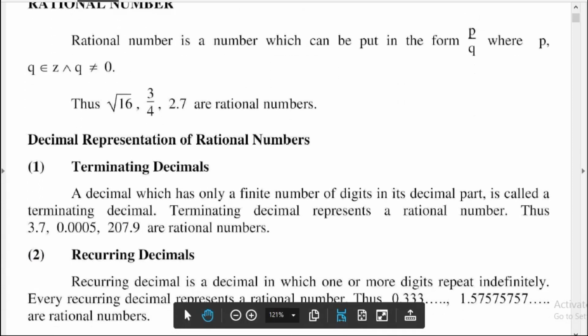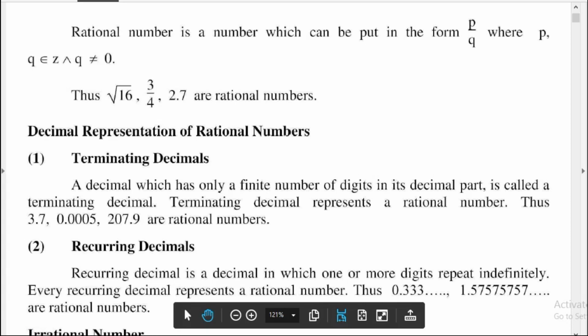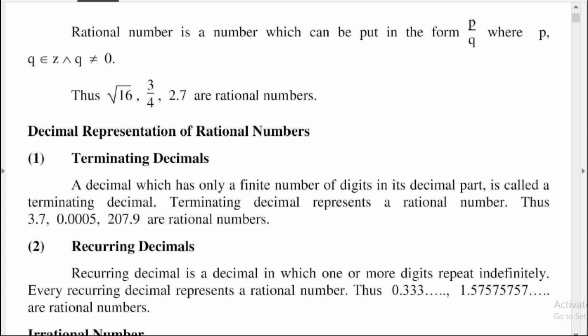Next, recurring decimal, the second type. A recurring decimal is a decimal in which one or more digits repeat indefinitely. Every recurring decimal represents a rational number. Thus 0.333333 and so on, so the same digit, that is 3, repeats indefinitely. And 1.575757, where the two digits 57 repeat indefinitely, are rational numbers. That is the example of recurring decimals.